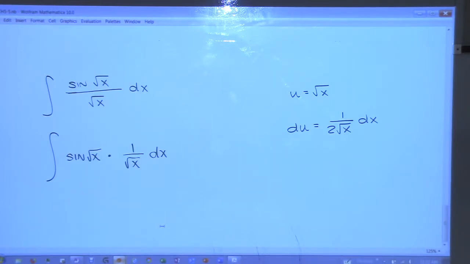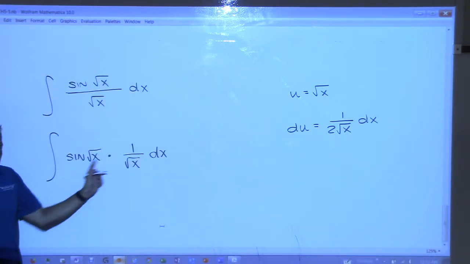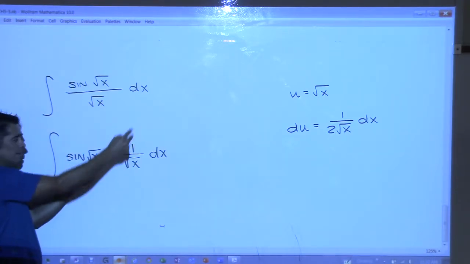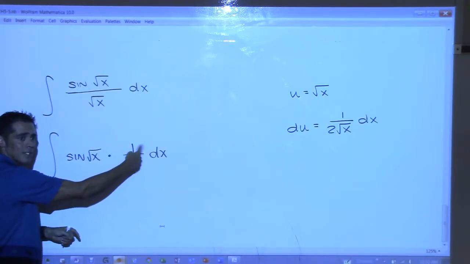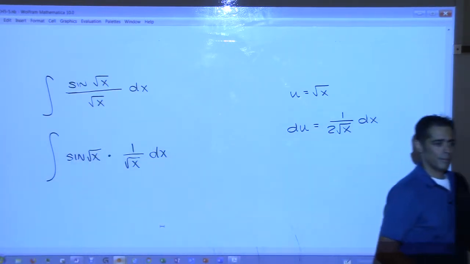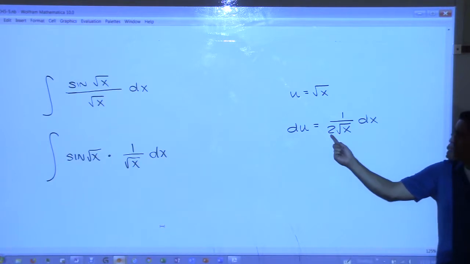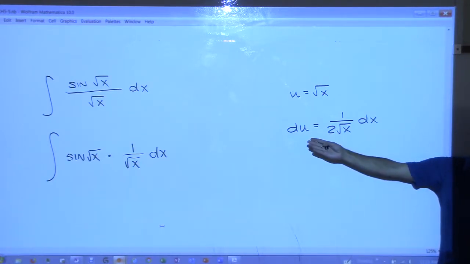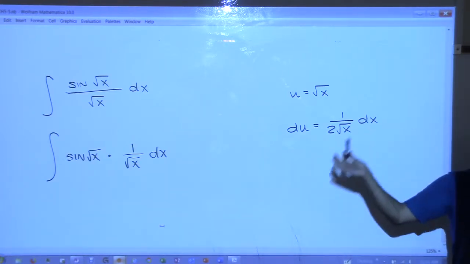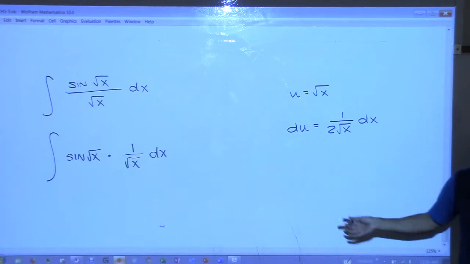So now is it a little easier to see that we're pretty close to having this? This is our sine, this would be u, and this is almost du, isn't it? What's different between this and what's over here? The 2. If this 2 wasn't here, they would match perfectly. Does it matter if the constant's in the numerator? Nope. If it's off by a constant, that's all that matters.